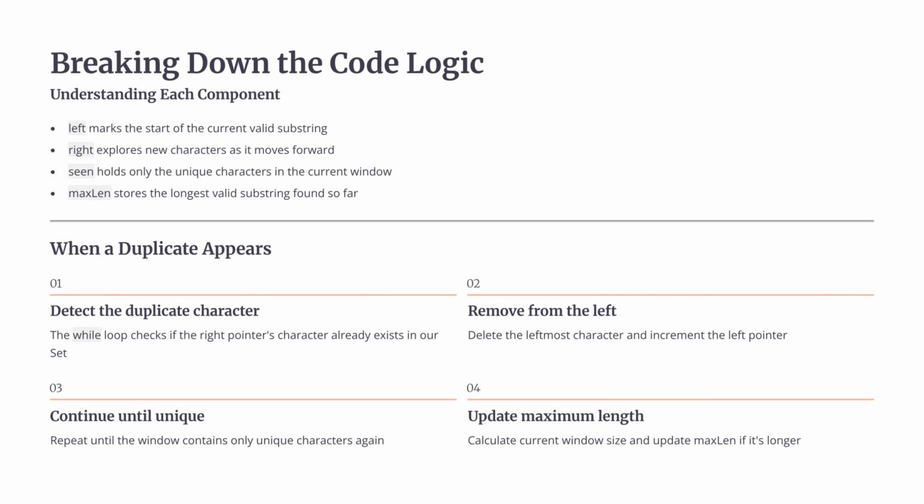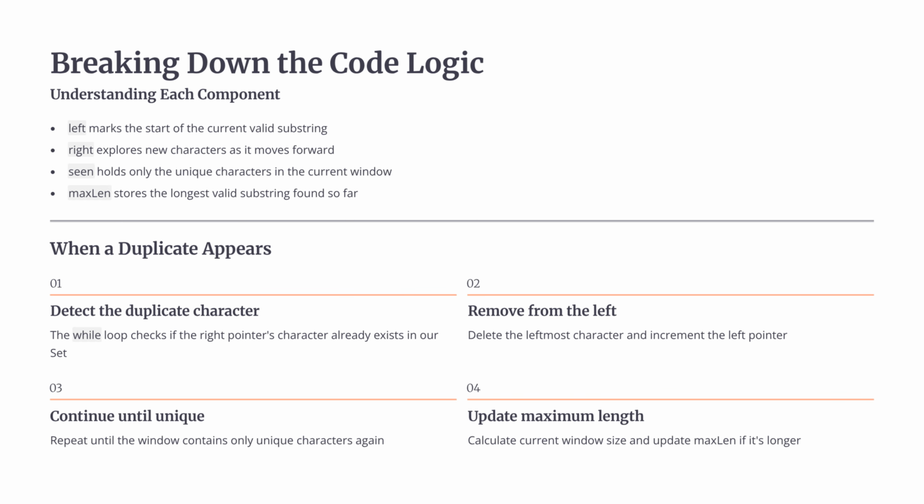Now, let's focus on what happens when a duplicate appears. Step 1. Detect the duplicate character. The while loop checks if the character at the right pointer already exists in our set. Step 2. Remove from the left. We delete the leftmost character from the set and move the left pointer ahead by 1. Step 3. Continue until unique. We keep doing this until the window contains only unique characters again.